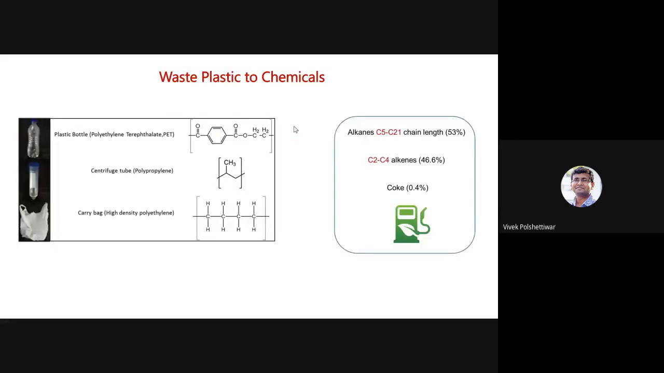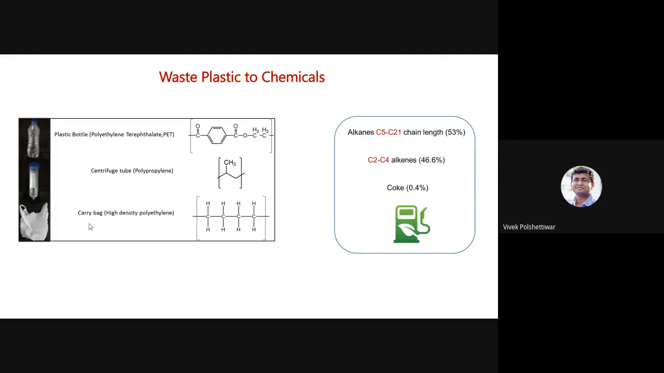Now, how do I solve the waste plastic issue? If you look at the chemistry, the plastic bottle is polyethylene terephthalate. The centrifuge tube is polypropylene. The carry bag is high density polyethylene. So if somehow I break these C-C bonds and C-O bonds and C-H bonds and go back to these basic chemicals, alkenes and long chain alkanes, then done, right? I have converted the waste plastic back to the chemicals from where it was formed. So I'm recycling it.